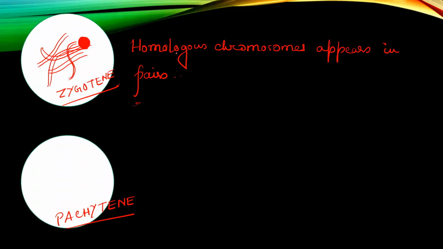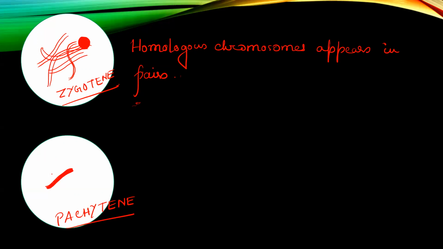Chromosomes are shorter and thicker than zygotene chromosomes. In zygotene, what did I say? It will be long and slender. But here, it becomes shorter and thicker. Right? Shorter and thicker than the zygotene chromosomes.